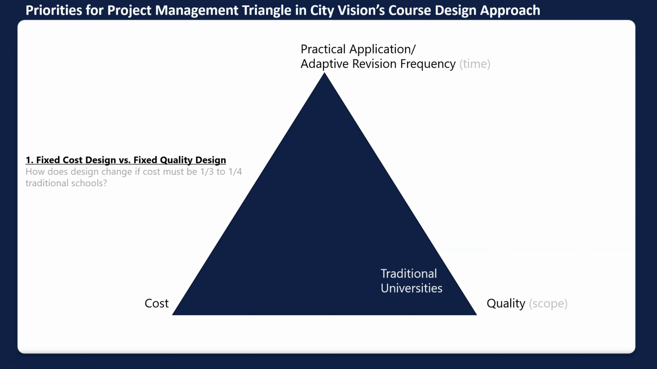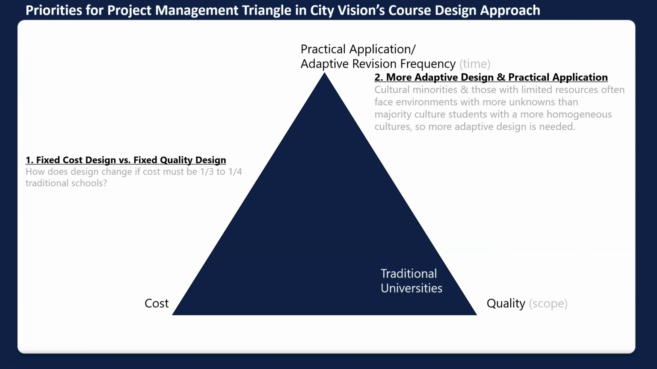Another thing that's different about City Vision is we are much more adaptive and practical in our application. So we're going to do the revision frequency, so that time is important in how we do things. Some of that has to do with the fact that our students are working in nonprofit fields, so the practical is super important. The other is that those who are cultural minorities or those with limited resources, which is pretty much everyone in the nonprofit field, often face environments with a lot more unknowns than people in, say, big business, where it's majority culture students and it's more homogeneous culture. So you need to have adaptive design more.